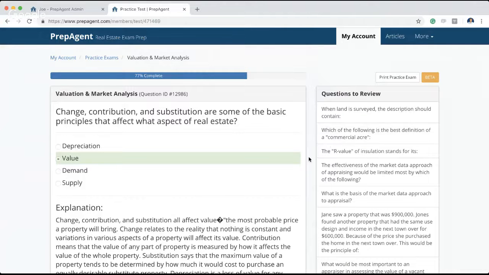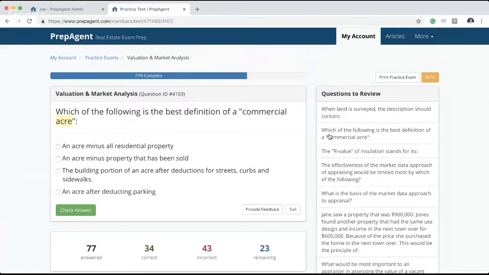B, value. Which of the following is the best definition of a commercial acre? A, an acre minus all residential property. B, an acre minus property that has been sold. C, the building portion of an acre after deducting for streets, curbs, and sidewalks. Or D, an acre after deducting parking.